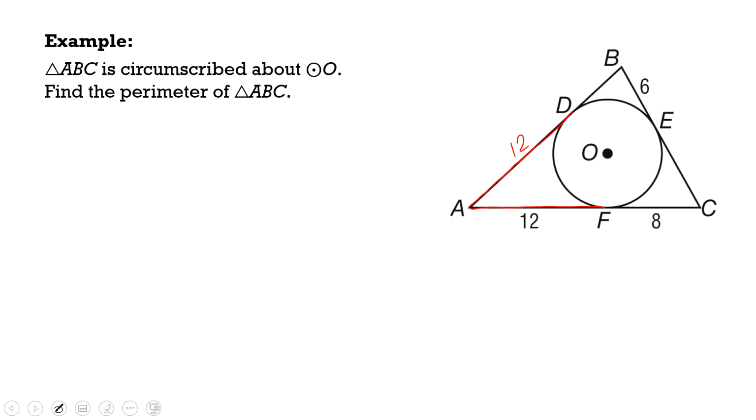Same thing, B to E, B to D have to be the same. So that's going to make BD 6. Same thing, E to C, F to C, going to be the same. Going to be 8. Now you add up all your sides. And I think if I remember correctly, our perimeter for this was 52 units. So those are the types of problems you're going to see in the test with the points of tangency.